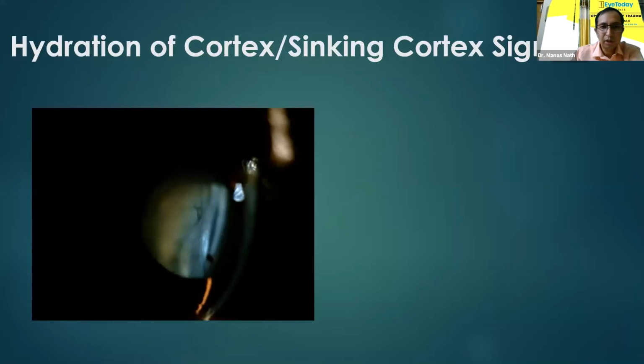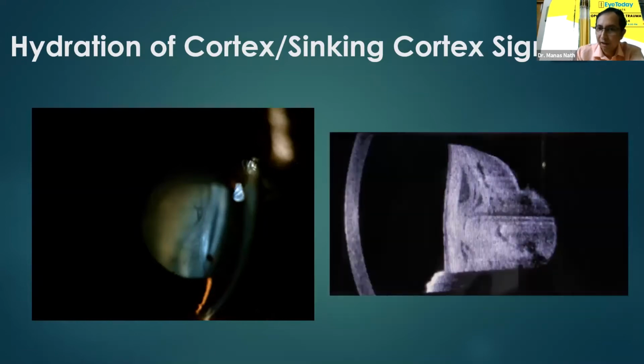There is one more sign to know whether there is any occult posterior capsular dehiscence in cases of advanced cataract. It is called hydration of cortex or the sinking cortex sign. Here you will see a dimple-like empty space between your anterior lens capsule and the cortical matter, where you'll also see the bowing backwards of the cortical matter. And if you do either an ASOCT or even an IOL-Master 700, you will see the hydration of cortex along with irregularity of the posterior capsule, and this may suggest there is an occult posterior capsular dehiscence.